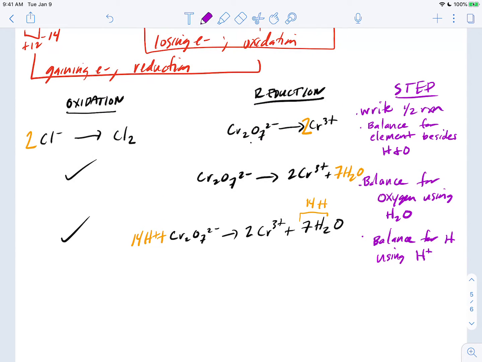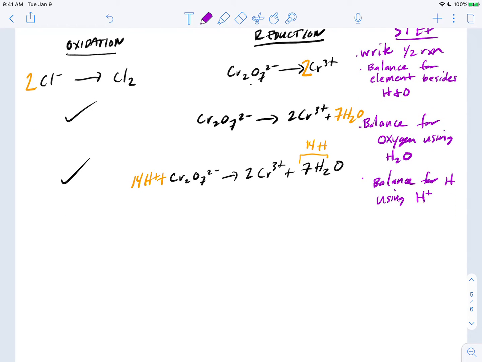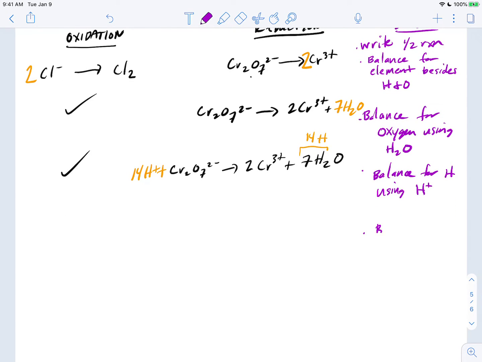And so the next step is, now we're going to look to balance for charge. So we're going to balance for charge by adding electrons. Okay, so now we can finally start doing something on the oxidation half reaction. So we have 2 Cl minus goes to form Cl2. So we have on this side 2 minus because we have 2 minus ions. And so we're going to add 2 electrons to this side.